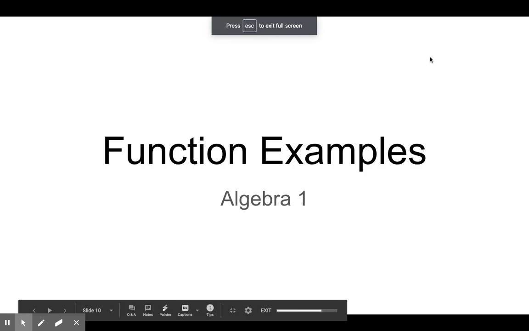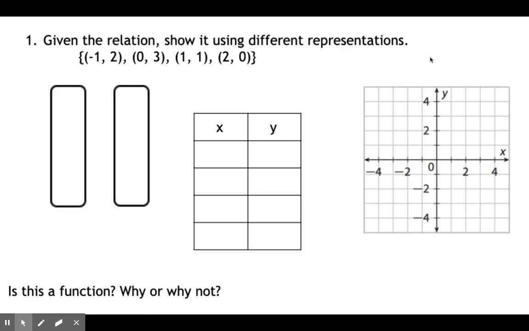We're going to go ahead and put all that we've learned together with two examples. So for this example, given the relation, show it using different representations. As you can see here, we have ordered pairs. We have 4 points that have an x and a y coordinate.